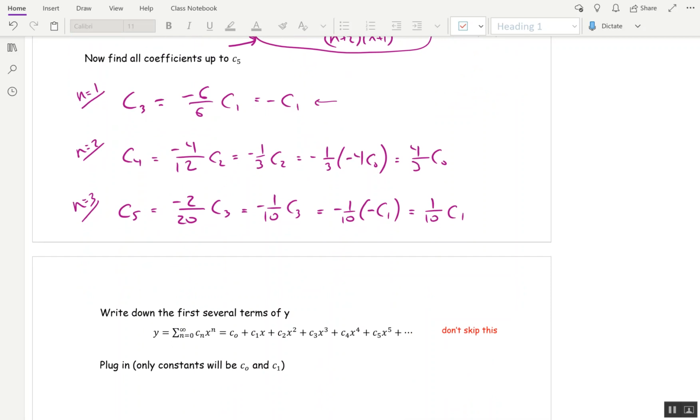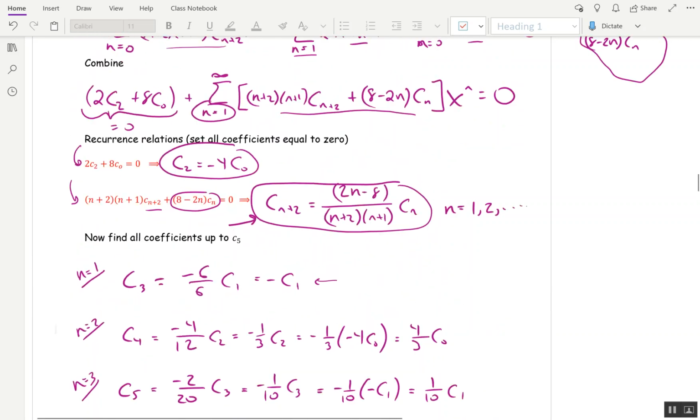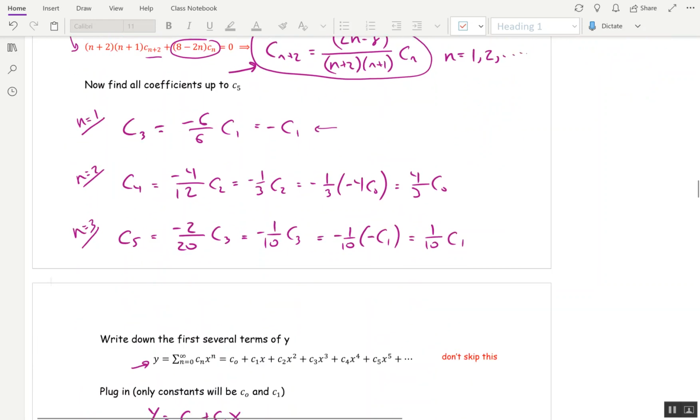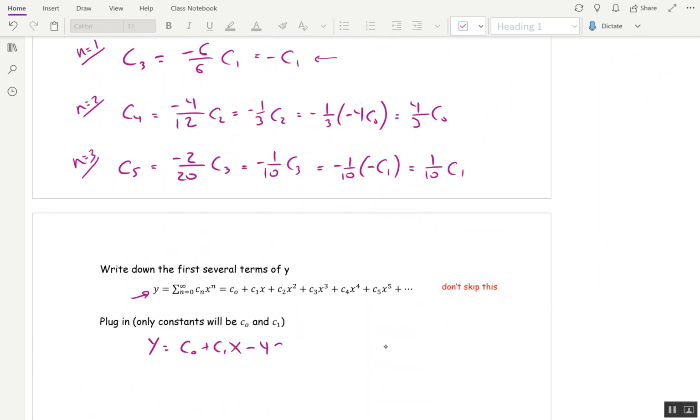Okay, and so I write down the first few terms. I'm going to go up to 5, so I wrote down up to degree 5 here. And now I plug in my values of C from above. So y equals C0 plus C1x. And then C2 is right here, negative 4 C0. So I go negative 4 C0 x squared. And then C3x cubed. C3 is negative C1.